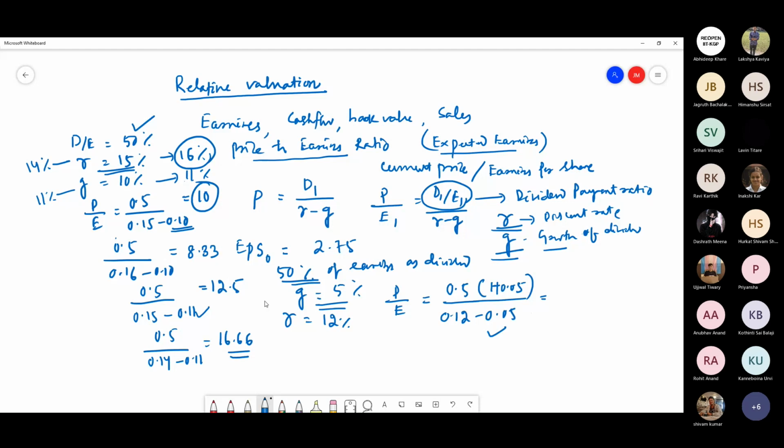So any small change in either or both of R or G will have a larger impact on the multiplier. If the discount rate or the growth rate or both change, it is going to affect the price earning ratio drastically. So what exactly is the price earning ratio? How to define this price earning ratio? How can you interpret this price earning ratio?